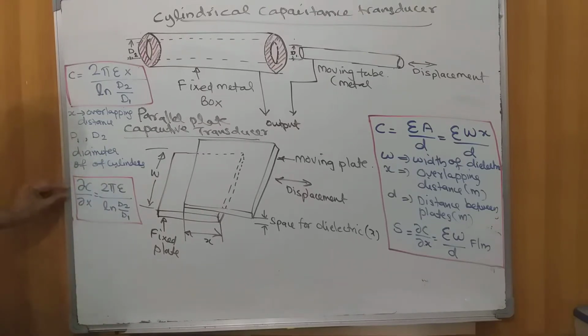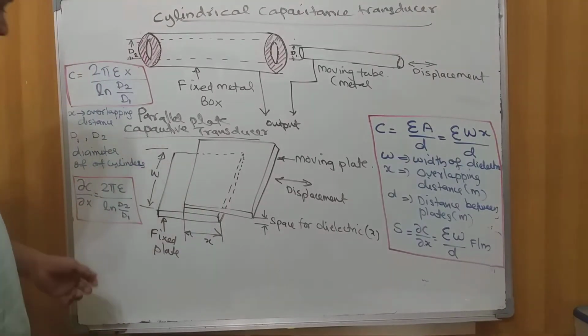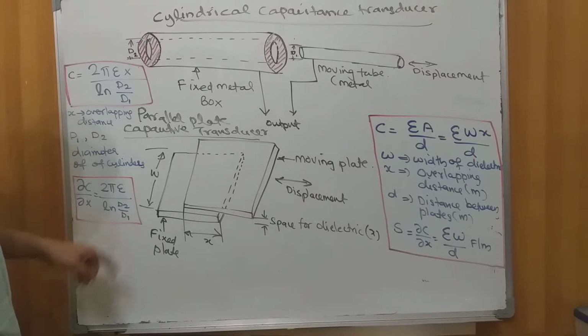Now again, the main concern is the sensitivity, how sensitive it is here. So we use the symbol dou c divided by dou x, the partial of c with respect to x, because c is dependent upon many other parameters. In this example, d2 and d1 are fixed. The only thing which is going to change is the overlapping distance. If you differentiate this expression, we end up with 2 pi epsilon divided by ln of d2 divided by d1. This is the sensitivity, in farad per meter.